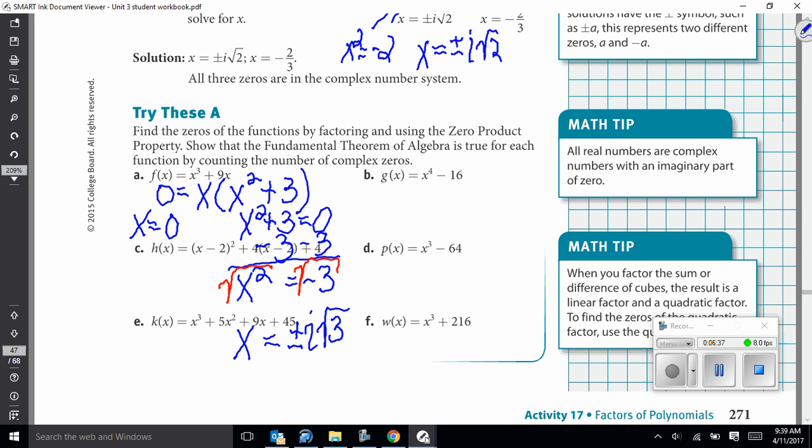So we have 3 roots. We have x equals 0 as one root. And then here we have our plus and our minus, i times the square root of 3, so that's our total of 3 roots. So our 3 roots are x equals 0, and then plus or minus i square root of 3.